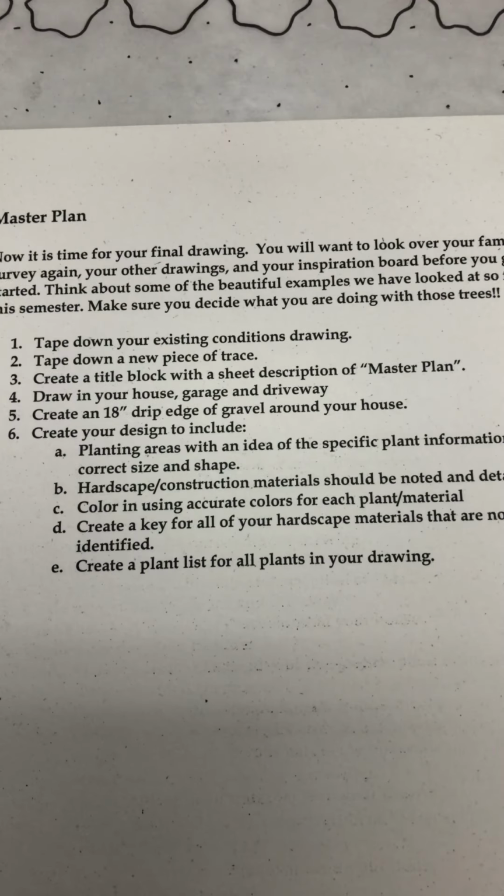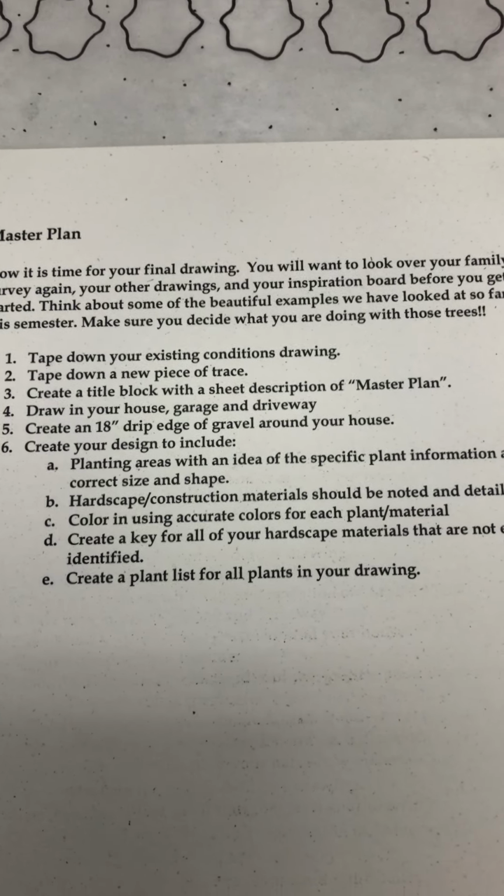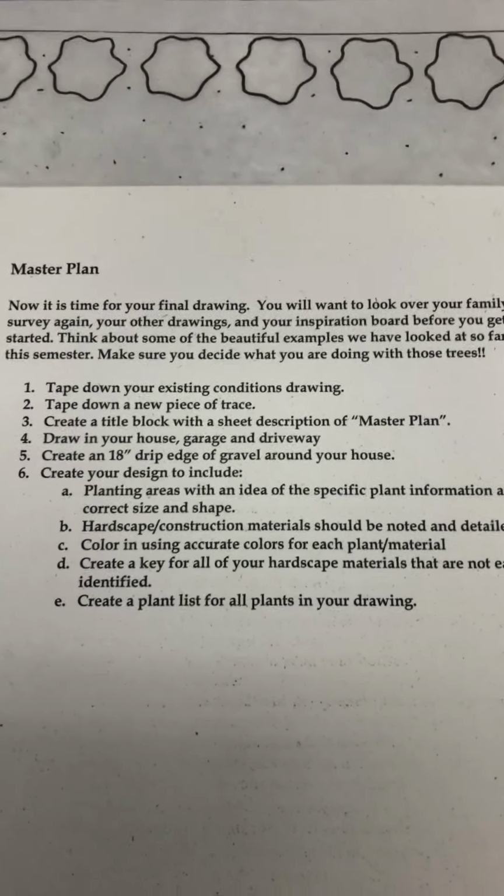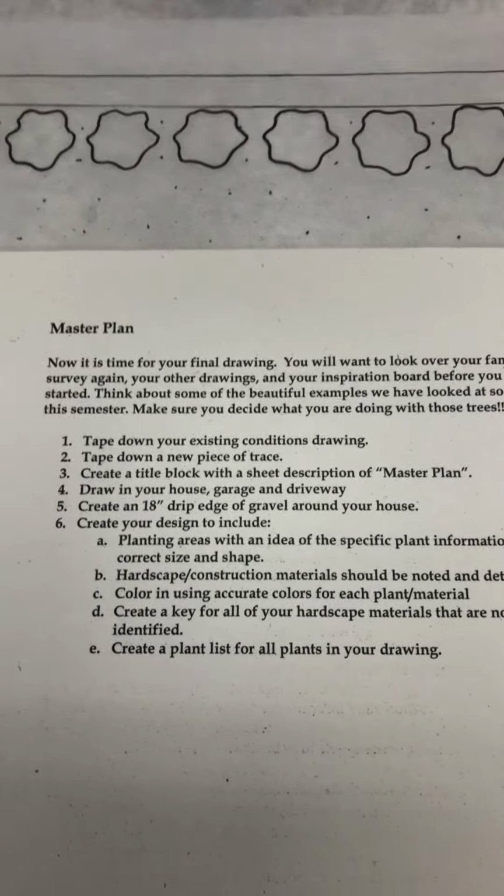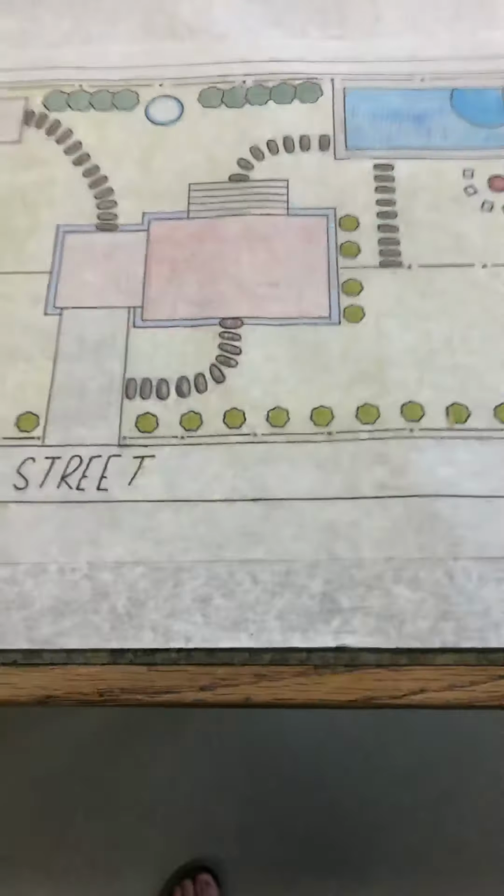Item E says create a plant list for all the plants in your drawing. We're not going to do that this year, so don't worry about that. It's just about giving you a chance to get your drawings done. So we'll come around here and look at a few of our master plans from years past.